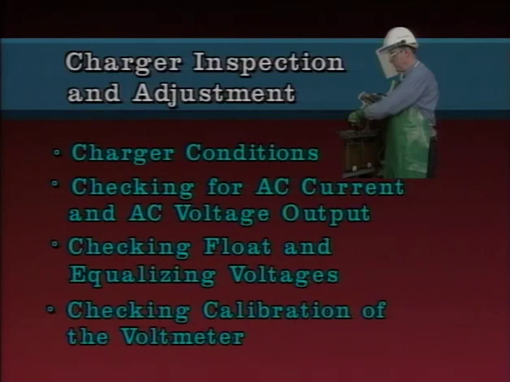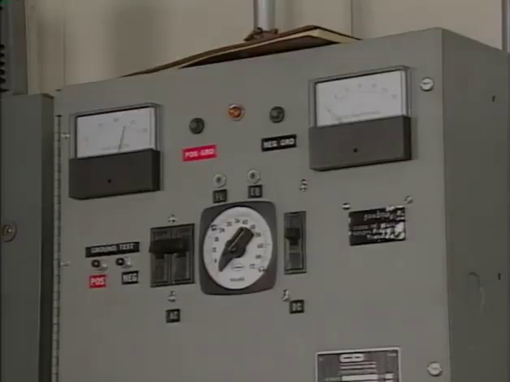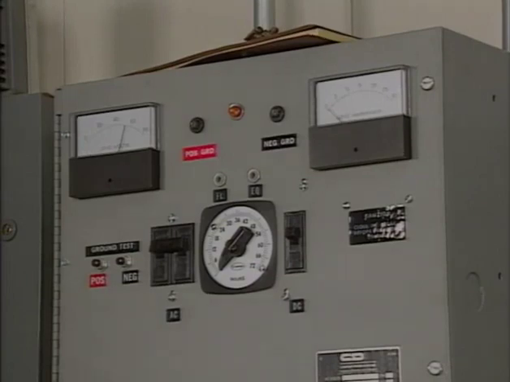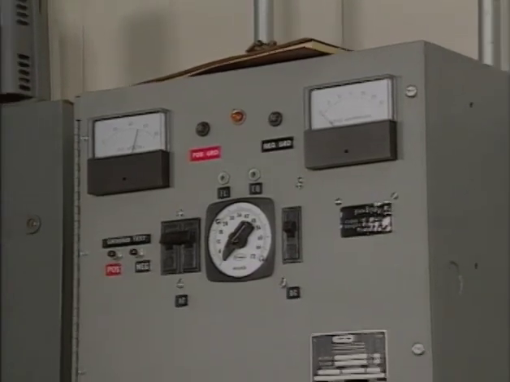The key points that will be covered include inspecting general charger conditions, checking for AC current and AC voltage output from the charger, checking float and equalizing voltages, and checking the calibration of the charger's voltmeter. Routine charger inspections and adjustments are typically done while the charger remains in service, so internal terminals will be energized. As usual, all required safety precautions should be observed.